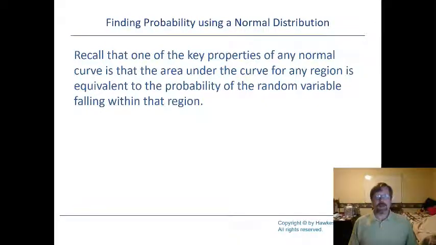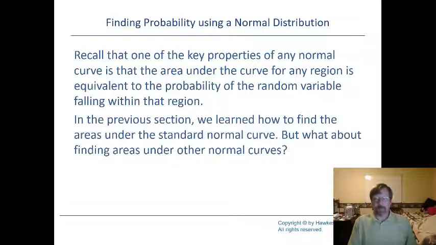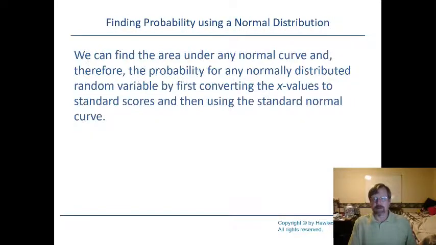So one of the key properties for a normal curve is that the area under the curve in any region is the probability of a random variable falling within that region. So how do we do this for a normal curve instead of a standard normal curve? Basically, we convert it to a standard normal curve. We convert our x values to z-scores and use the standard normal curve instead.